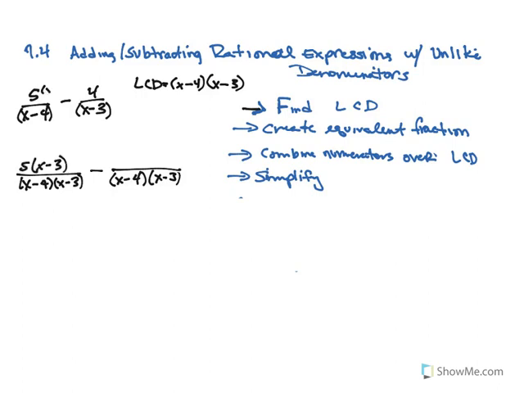Remember, whatever's missing has to multiply to the numerator. Then in the second fraction, the x minus 3 is present. What's missing? The x minus 4. So 4 times x minus 4.